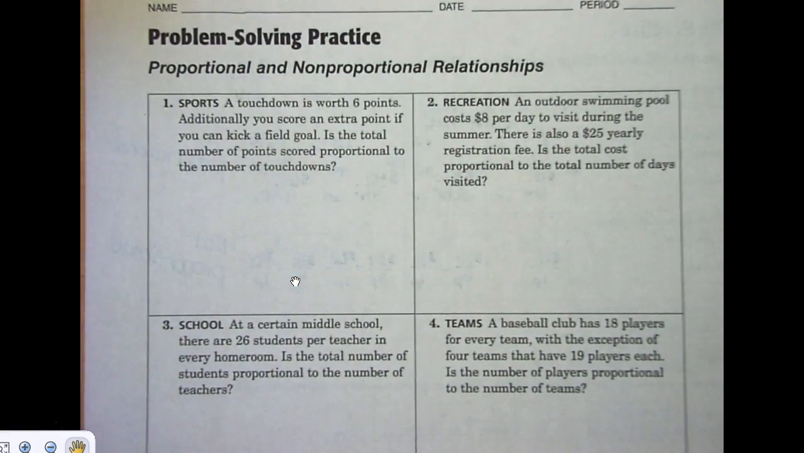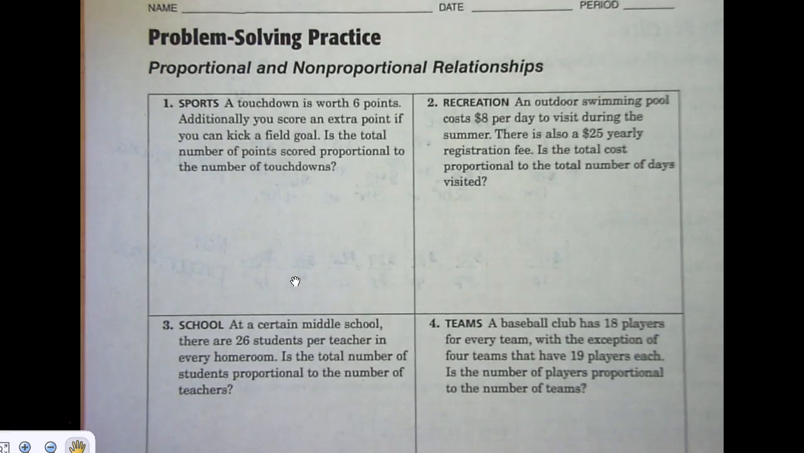Sports. A touchdown is worth 6 points. Additionally, you score an extra point if you can kick a field goal. Is the total number of points scored proportional to the total number of touchdowns? So what do you think? Have you ever seen a football game where somebody missed the extra point? Yes. So that makes it not proportional.